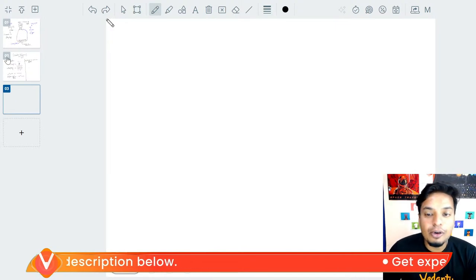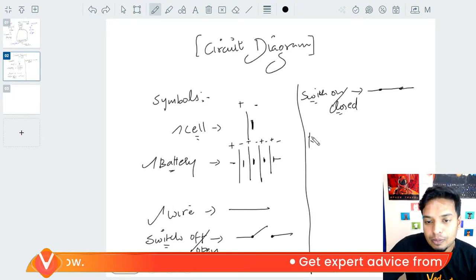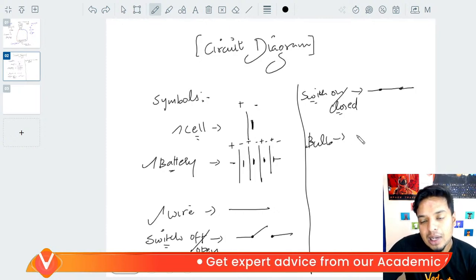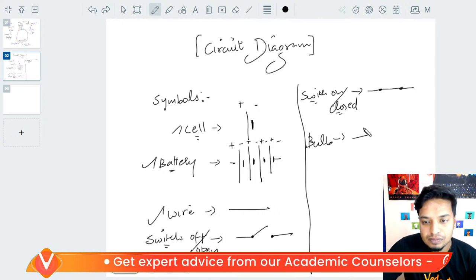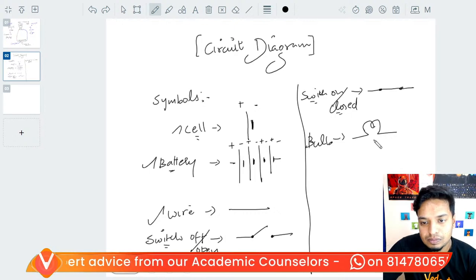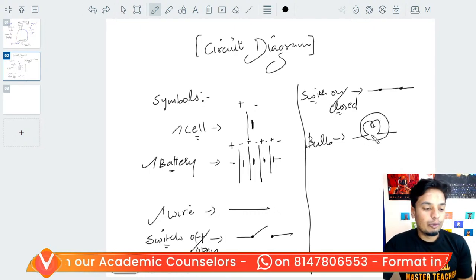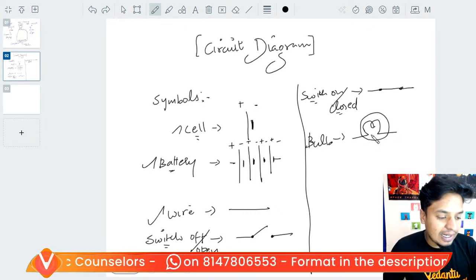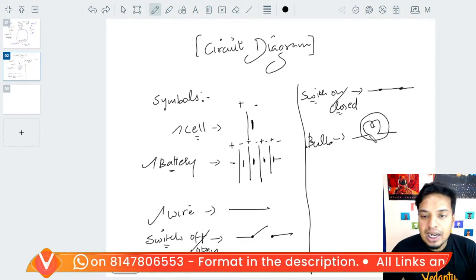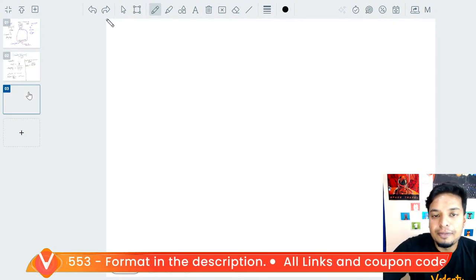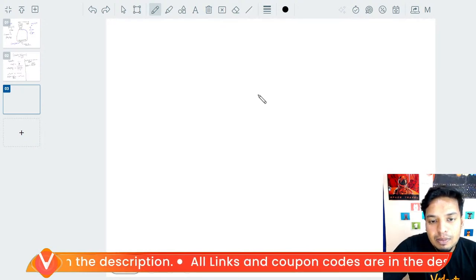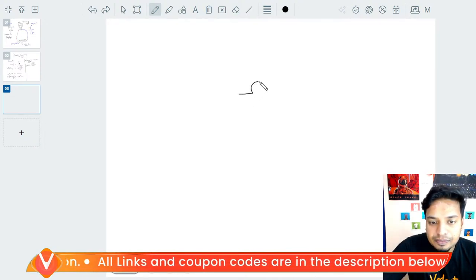Oh, one more symbol we forgot. One more very beautiful symbol, for the bulb. This is the symbol for a bulb. Simple. Okay, let's draw the circuit for it. First was the bulb that we connected, right?